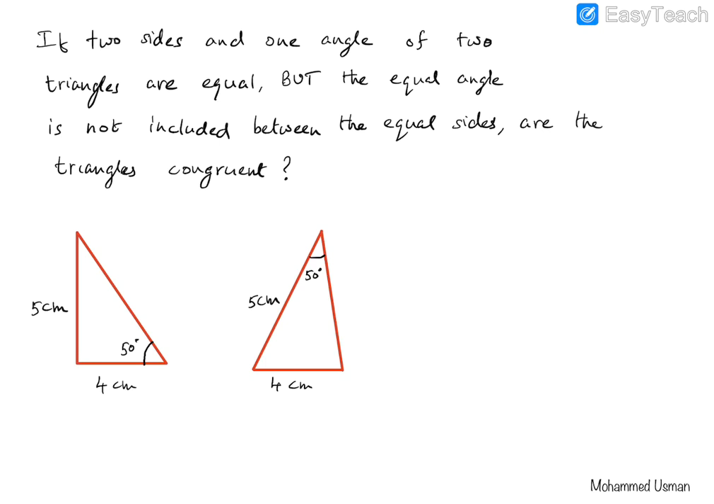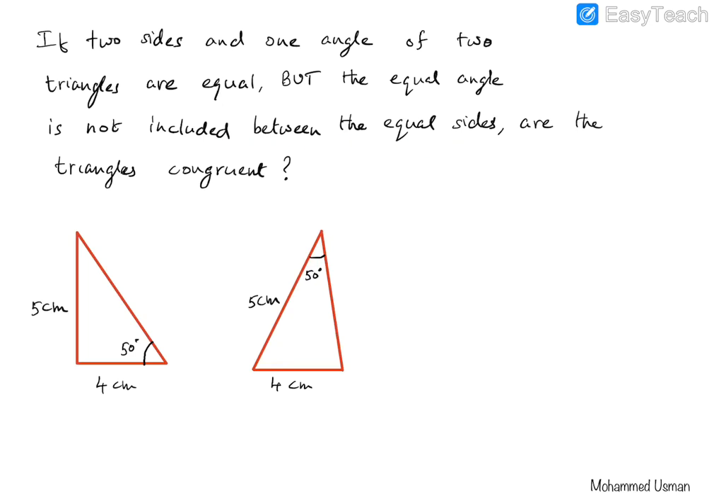So if the two sides and one angle of two triangles are equal, but the equal angle is not included between the two sides. You see here, there is a side of 5 centimeters and 4 centimeters. Similarly, there is a side of 5 centimeters and 4 centimeters in these two triangles. But the angle which is equal is not between the equal sides. So this angle here is 90 degrees and this angle here is something else. The equal angle of 50 degrees is not lying between the equal sides. It's not between the 5 centimeter and the 4 centimeter side. Similarly, this 50 degrees in the second triangle is not between the 5 centimeter and 4 centimeter sides. So the angle is not included between the equal sides.